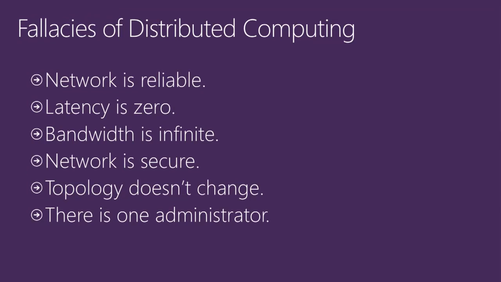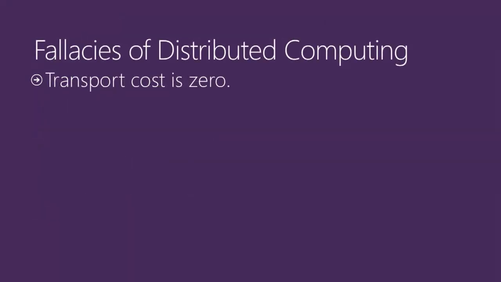We always think there's one administrator, and that's usually the person who's actually creating the policies. But most of the times when things go wrong, he is the only one who's not available. So we have to think about it in a different way. Transport cost is 0. That's not true. And network is homogeneous. And that's, again, not true.